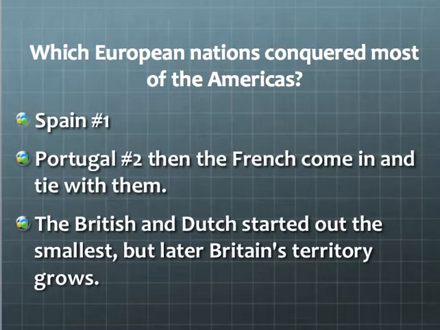Which European nations conquered most of the Americas? Spain is number one. It's huge. Check the map out that I gave you on the PowerPoint. Okay, the second one, Portugal, which is going to be Brazil, and then the French come in and are going to tie with them when they take Canada, and then the British and the Dutch start out with the smallest amount of territory, but later Britain's territory is going to grow due to a few wars.